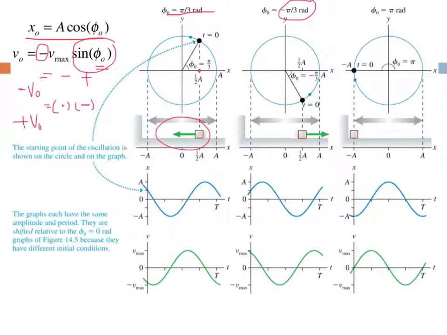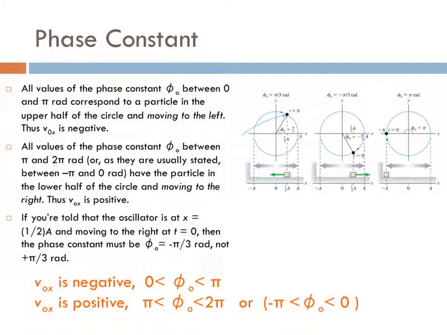And for my last example, I have a phi naught equal to pi. So if I put that into my equation, sine of pi gives me 0. So my initial velocity, if my phase constant is pi, is 0. So basically, if our phase constant is between 0 and pi, then our v naught is going to be negative. That means we are moving to the left.